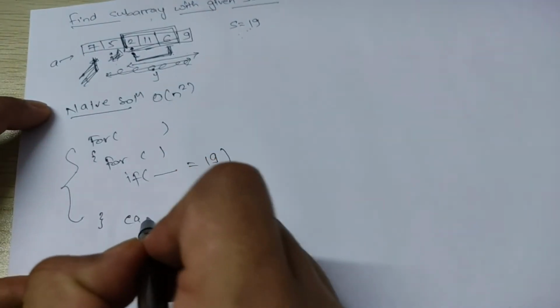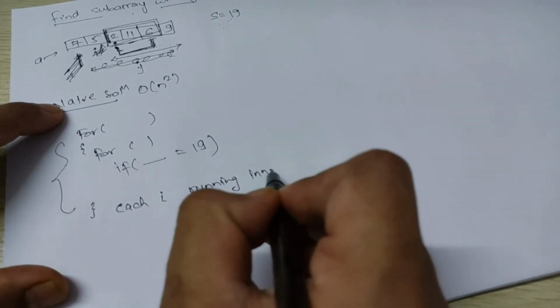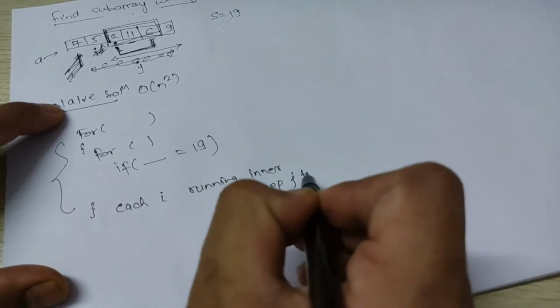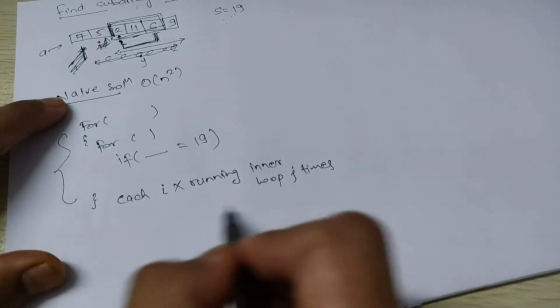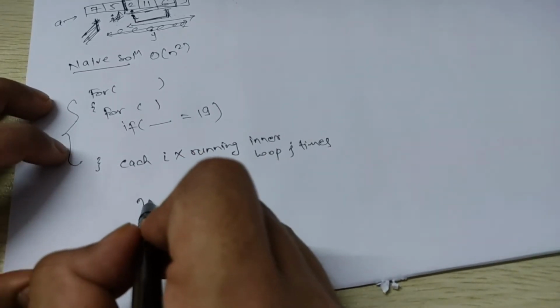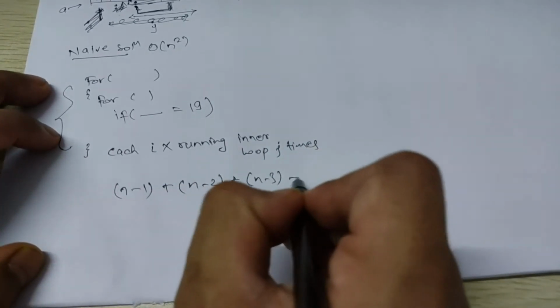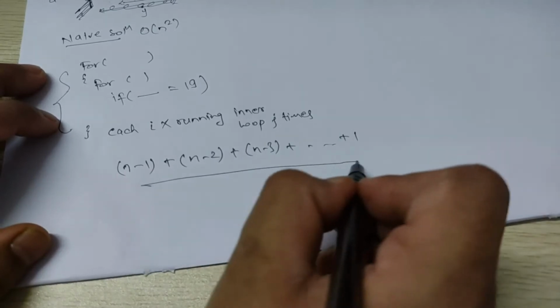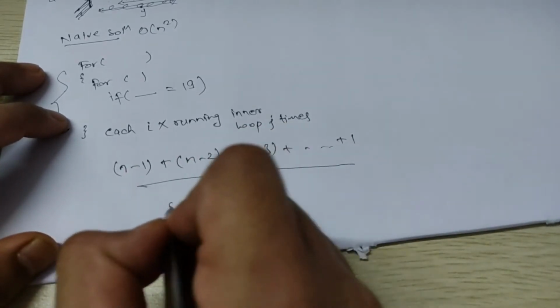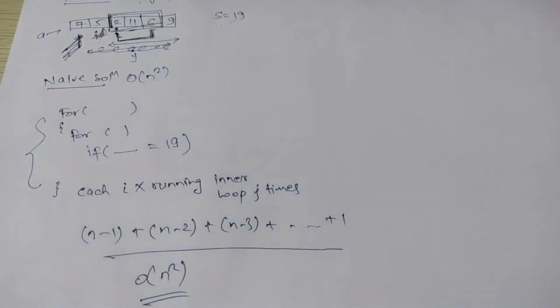For each i you are running a loop j times. So it is nothing but i into j. For the first time you are running n minus 1 times, then next time n minus 2 times, then next time n minus 3 times, and so on. This is nothing but a sum, and if you sum this, it will be n square. So it is an order of n square time complexity solution, which is the naive solution, nesting of loop. We do not want to do that. This is not a good way to do this question.